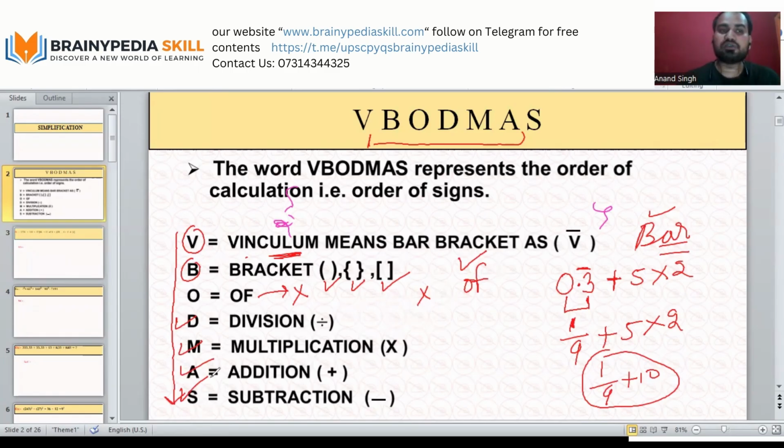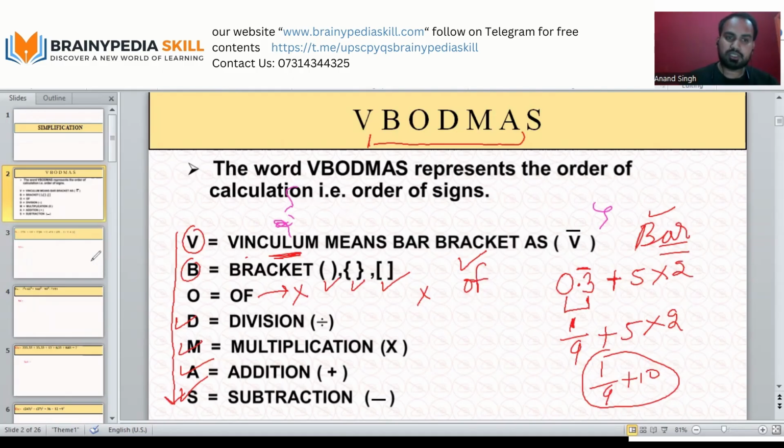Whenever a question of simplification comes in front of you, this is the order you have to follow to get the right answer, right? Again, in simplification, this is the important part you have to learn and know about. Later on, if something new comes in front of us, we are going to discuss it, and then we can come to the subsequent questions, right?